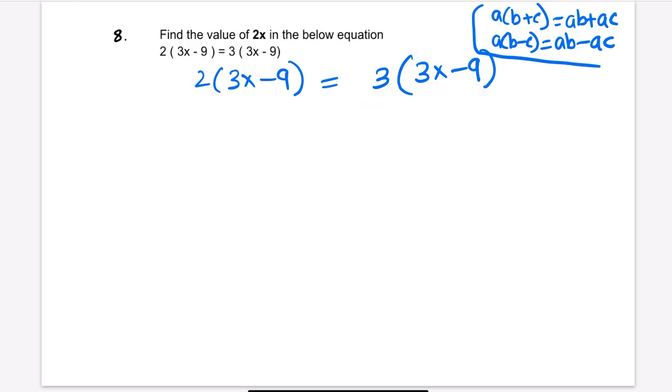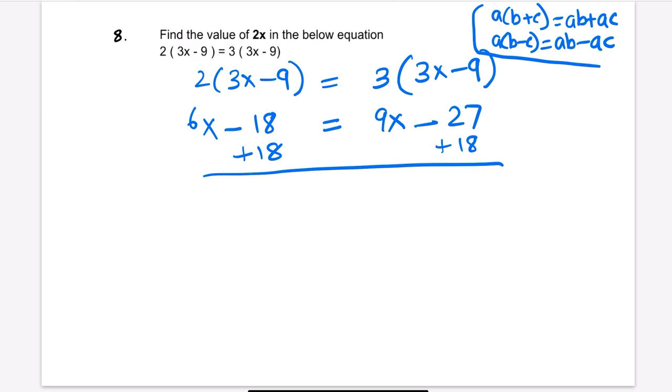Alright. So now on the left side we have 2 times 3x, which is 6x, minus 2 times 9 is 18. And on the right side I am left with 3 times 3x, which is 9x, minus 3 times 9 is 27. Now numbers and letters are all mixed up on both sides. Let's get rid of this 18 first on the left side. The inverse of negative 18 is positive 18. I'm adding positive 18 on the left side, which means I have to do the same operation on the right side to keep the equation balanced. Negative 18 and positive 18 cancel out. I'm left with 6x on the left side is equal to 9x, negative 27 plus 18 is negative 9.